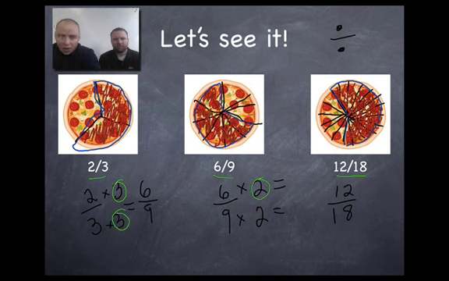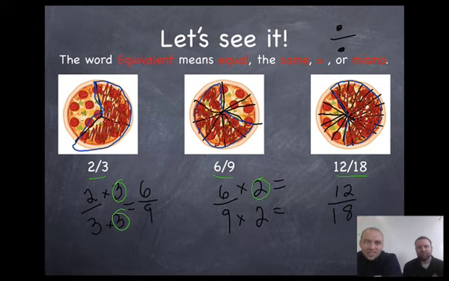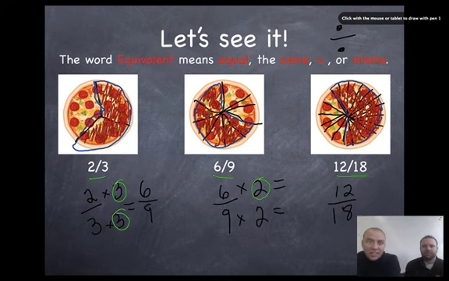Before we end here, if you remember one thing, remember this. The word equivalent means equal, the same. Look, we've taken these numbers here, 2/3, 6/9, 12/18, and we've shown by multiplying the numerator and the denominator by the same number or by dividing it that they're equal.